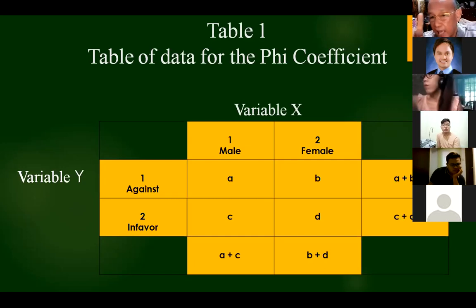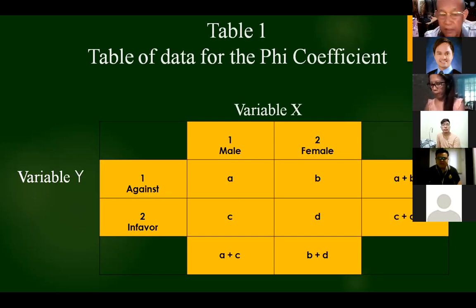Tapos, X, enter your, ang X natin is gender. So your entry should either be male or female. Can you follow? Halimbawa, respondent number 1, male. Ganyan. Respondent number 2, female. Okay? That is for your X. Get it? Yes, sir. Okay.